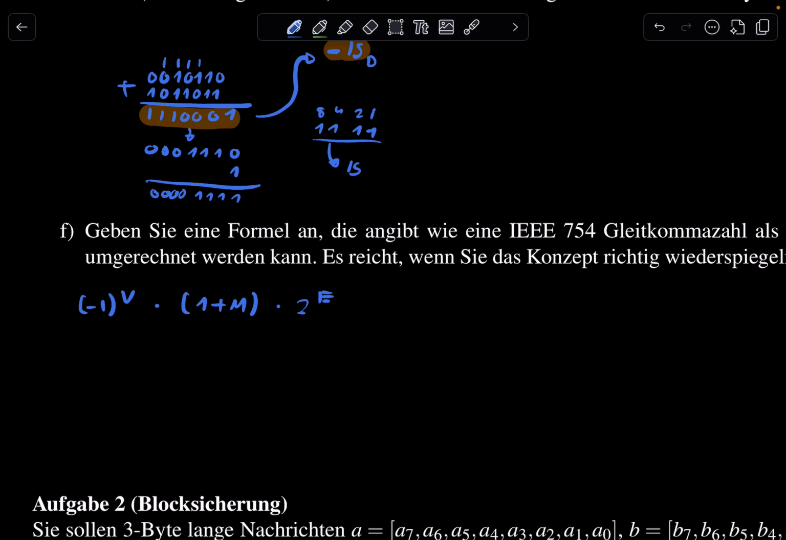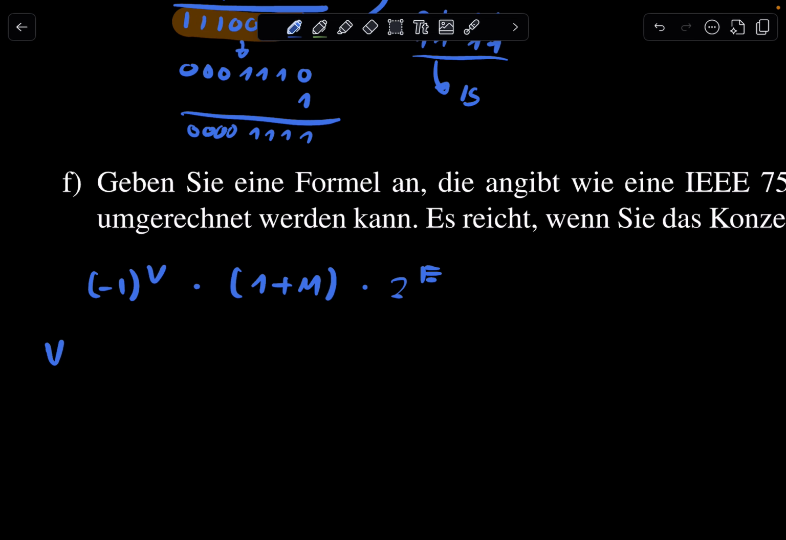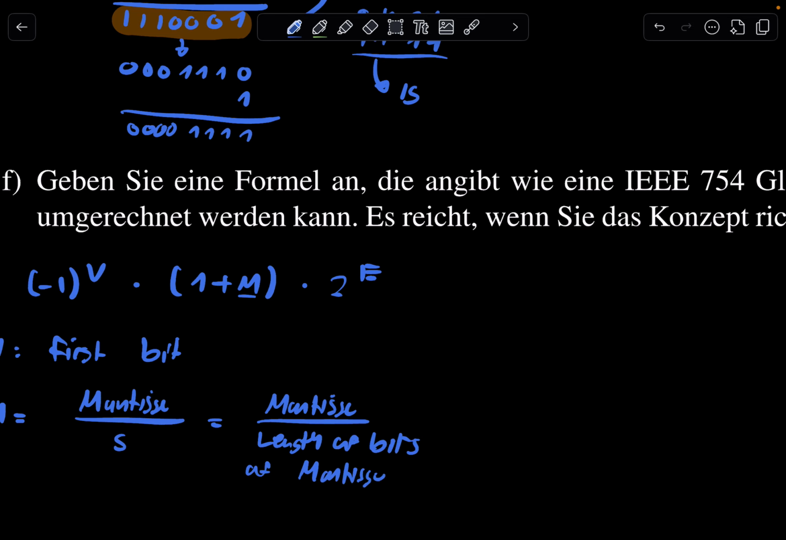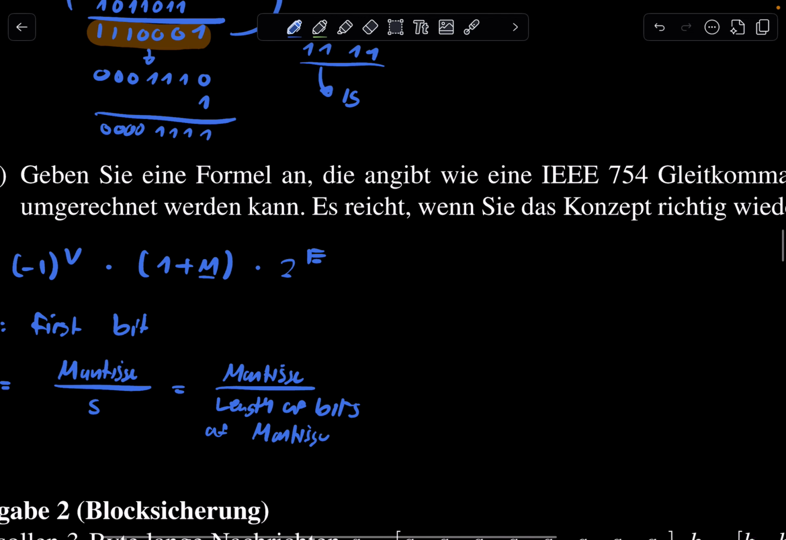And we have to remember that the Vorzeichen, it's just the sign, is going to be the first bit. M is given as the Mantisse divided by 2 to the length of bits of the Mantisse. And that's basically for M.